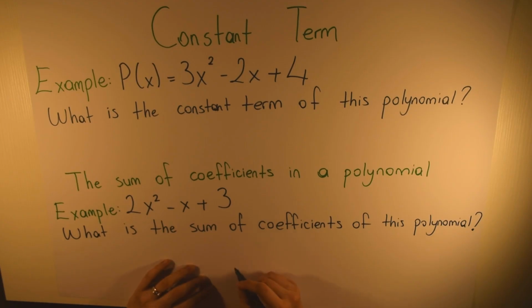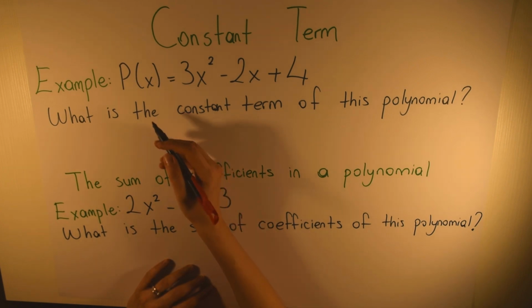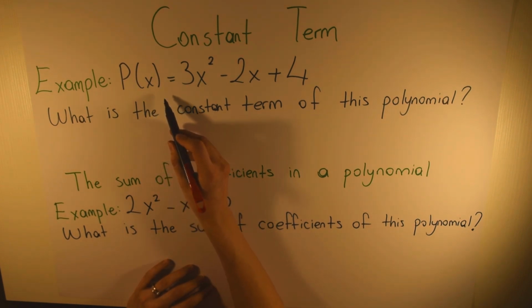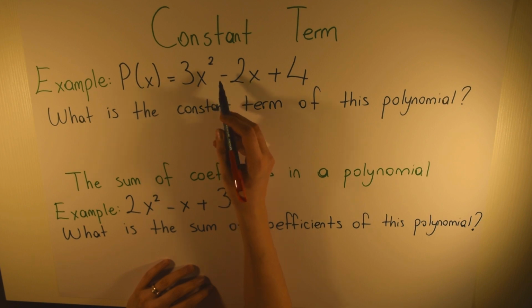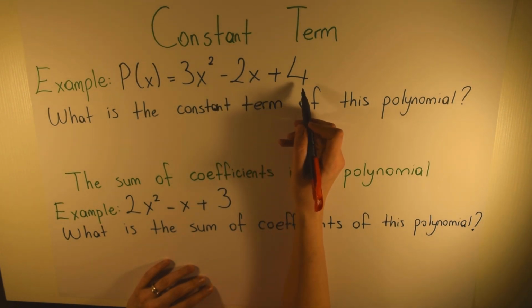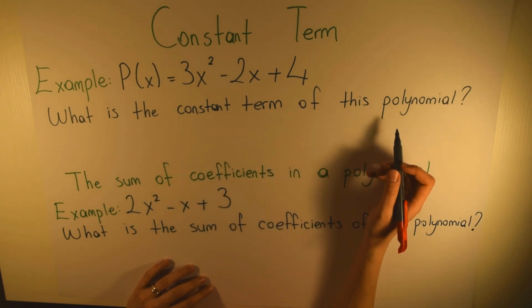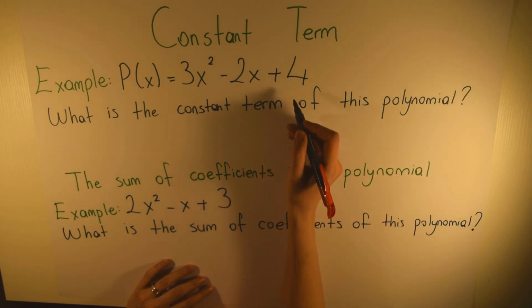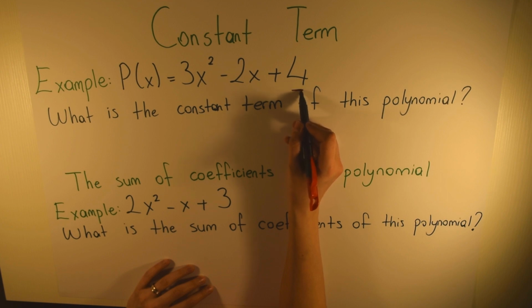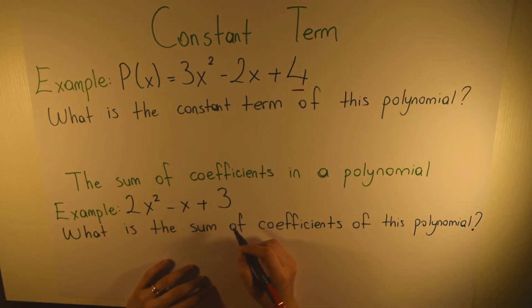Now we will continue with the constant term. The constant term of a polynomial is the term of degree 0. It is the term in which the variable does not appear. So here, for example, we have p(x) is equal to 3x to the power of 2 minus 2x plus 4. So it's asking what is the constant term of this polynomial. We already actually know that here 4 is our constant term, but sometimes you will see much more complicated questions, so you will need to use this trick.